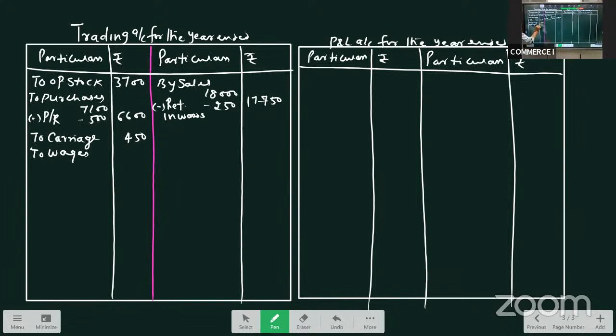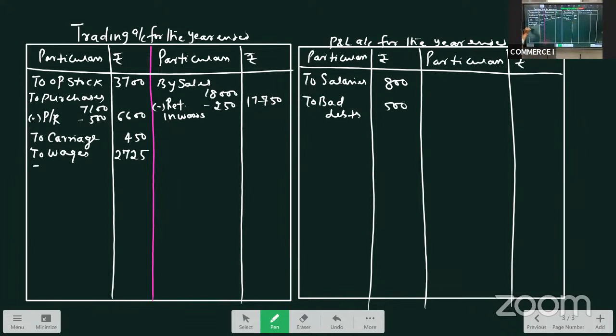Wages 2,725. Next, salaries. Salaries will go to P&L. Salaries, P&L, debit side, 800. Bad debts, P&L, debit side. Bad debts are a selling and distribution expense or a loss, let us say, irrecoverable debts. The amount which we cannot realize from the customers is called bad debt. It is a loss. So we'll take it as 500 on the debit side of P&L.